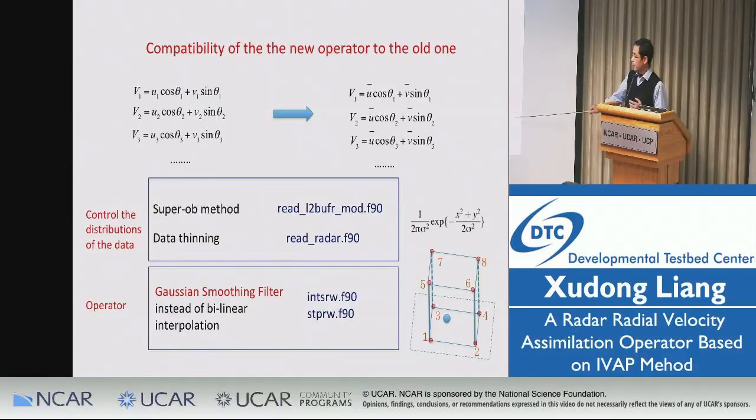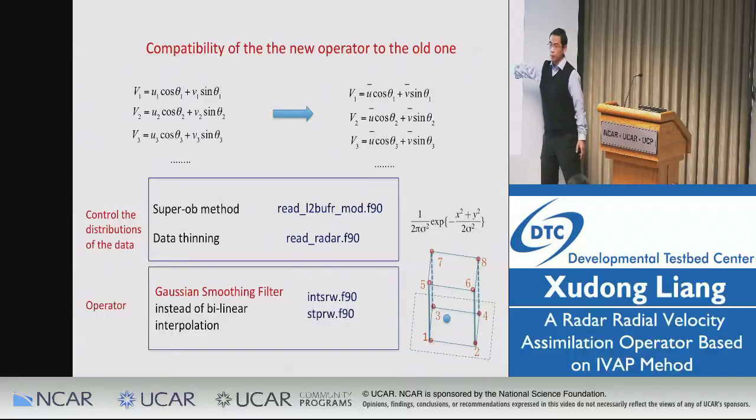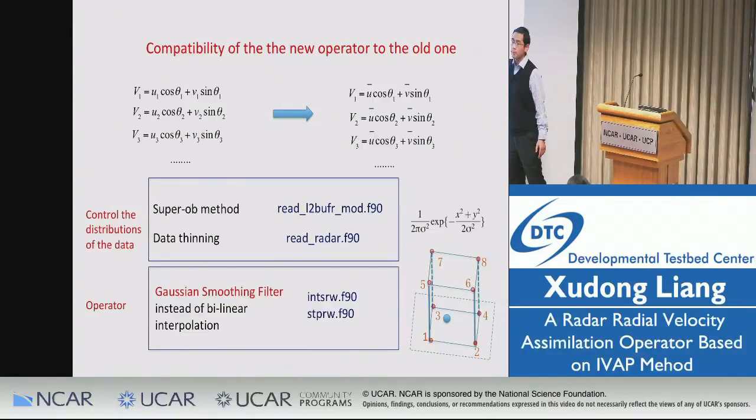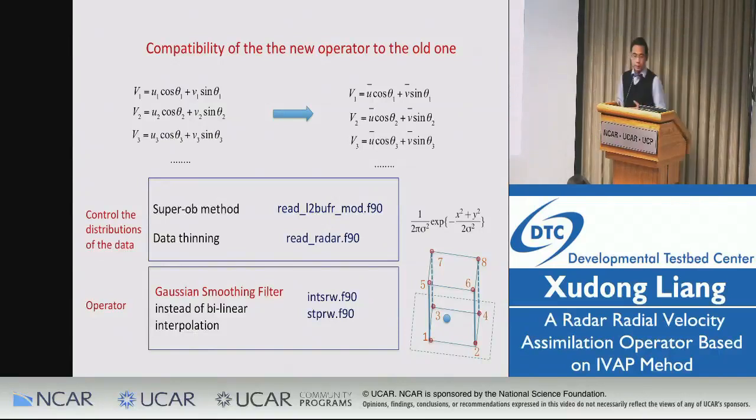In this method, if we set the area very small, for example, we only use the eight model grid points around this point, this is very similar to the old one, because if the area is very small, generally they are the same. So it is compatible with the old one.